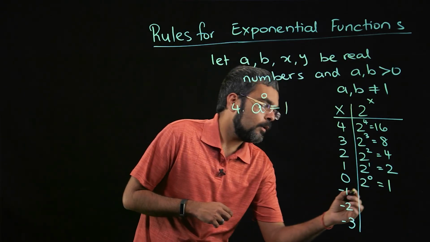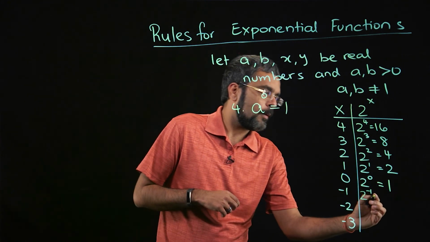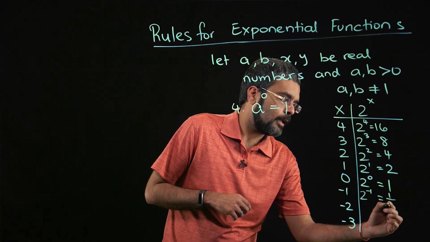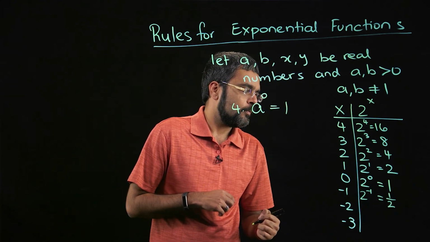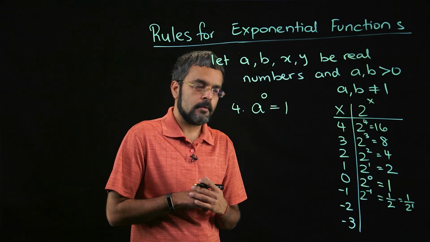All right? Now, let's continue this pattern. 2 to the negative 1. What is 2 to the negative 1? Well, if I divide 1 by 2, what is going to happen? I'm going to get 1 over 2. Or I can also think about this as 1 over 2 to the 1, right?